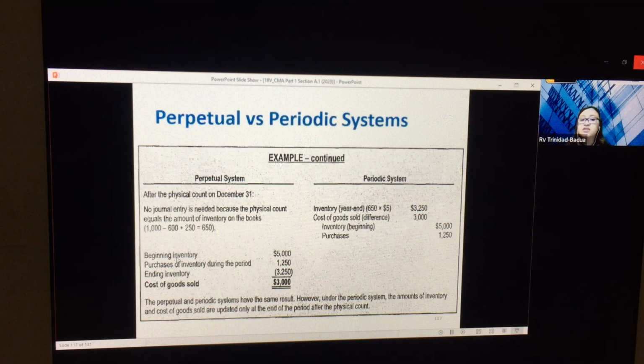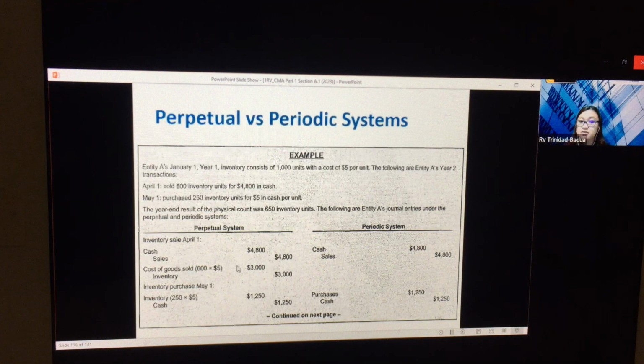So you see, the cost of your beginning inventory is valued at 5,000 plus the purchases of inventory during the period, which is 1,250. This is 250 times 5. And the ending inventory of 3,250, your cost of goods sold was 3,000. Here it is, cost of goods sold, 3,000.